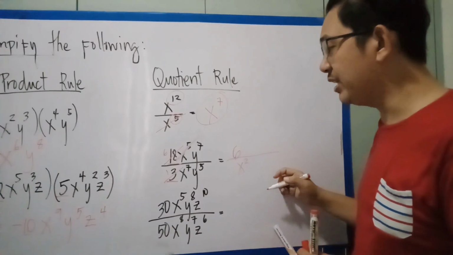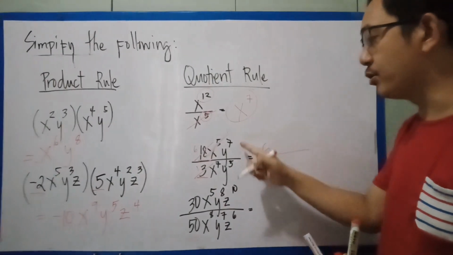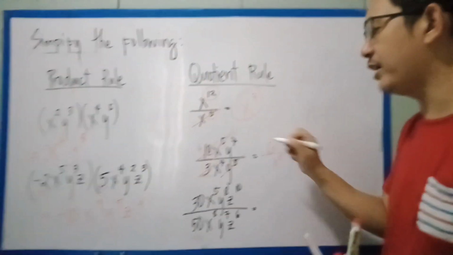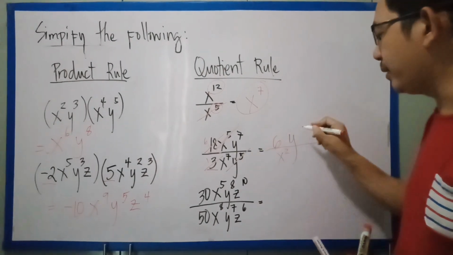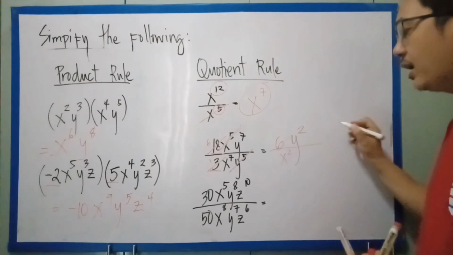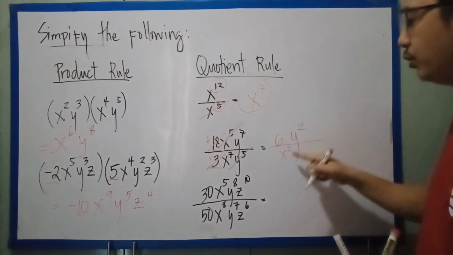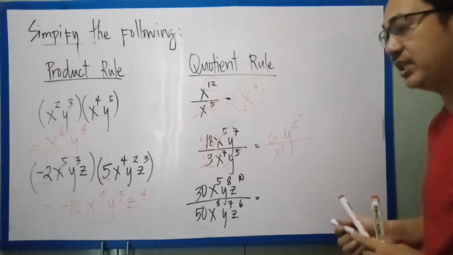Okay, so next is in the y naman. So y raised to 7 divided by y raised to 5. So 7 is bigger than 5, so cancel na yung y raised to 5. So we have here y, then 7 minus 5 is 2. So that's the remaining. So therefore, our answer is 6y squared over x squared. So that's our answer. I hope it's clear.